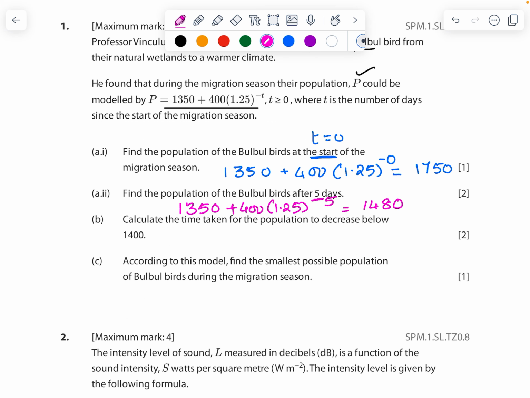Calculate the time taken for the population to decrease below 1400. So for that, what am I going to do? Again, 1400 equals 1350 plus 400 times 1.25 whole to the power of negative t. Use the GDC. You should be getting t value as 9.32 days. Don't forget to write the units.